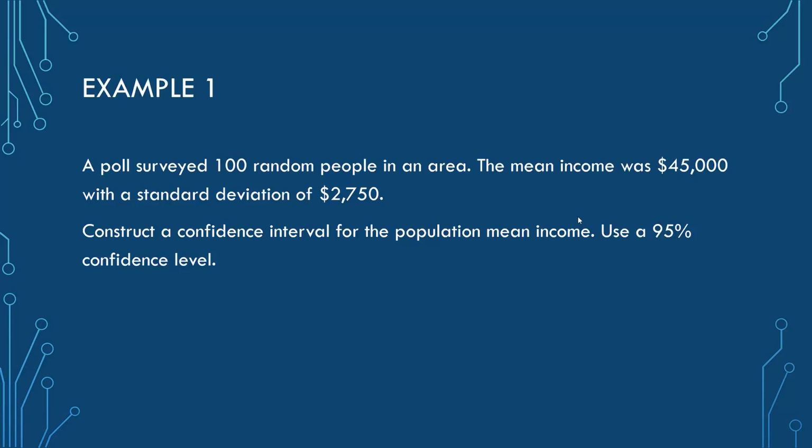But let's get to the example here. Let's say I've got 100 people in some area, and we find that the mean income of those 100 people, so I take all their incomes, add it together, divide by 100, comes out to be 45K. And the standard deviation, I've also crunched those numbers for you. 2,750 was the standard deviation there. So I want to know what is the mean income for all the people in the area, not just the people I sampled. And I want a 95% confidence level because I can't think of any reason not to use 95%. So that's going to be my confidence level.